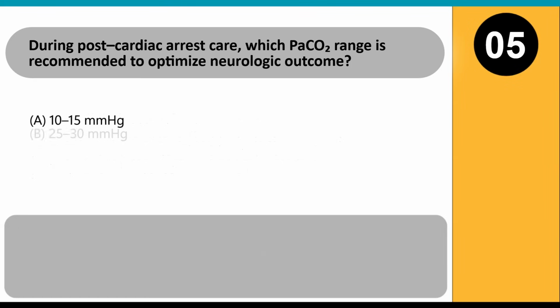During post-cardiac arrest care, which PaCO2 range is recommended to optimize neurologic outcome? A. 10 to 15 mm of mercury. B. 25 to 30 mm of mercury. C. 35 to 45 mm of mercury. D. 55 to 65 mm of mercury.